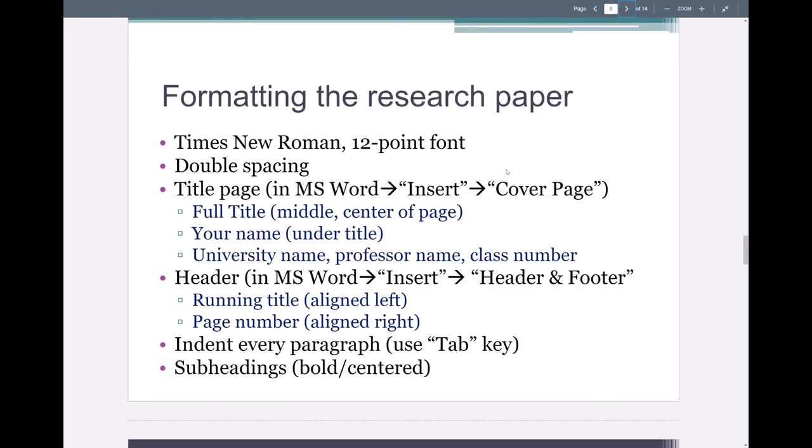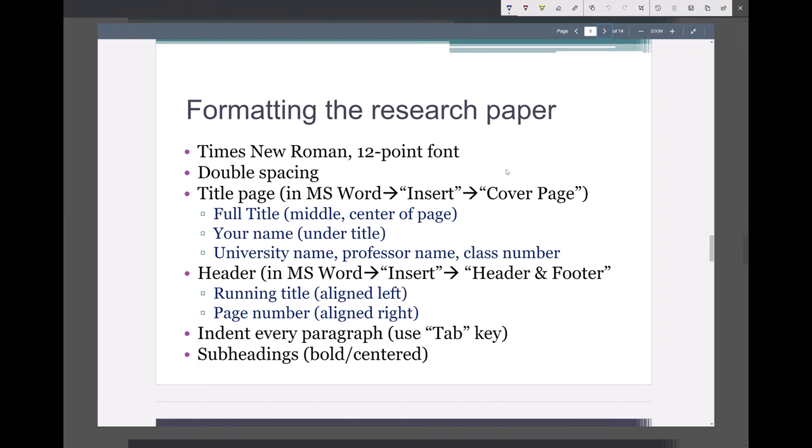Okay, so first part, formatting your research paper. When you format your research paper, here are some important things you should do. One, the font should be Times New Roman, size 12. You should double space. Now, if you forget these points and how to do it on Microsoft Word, you can refer to the video in assignment 1.